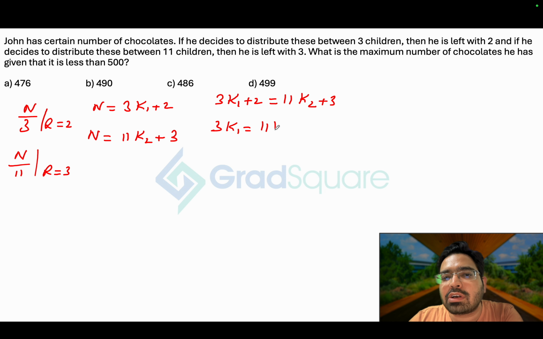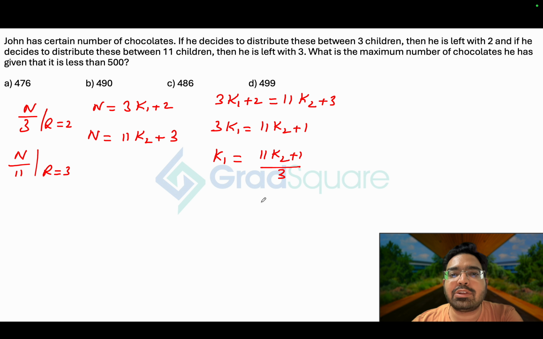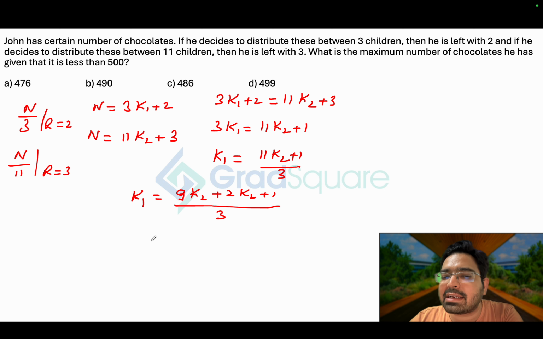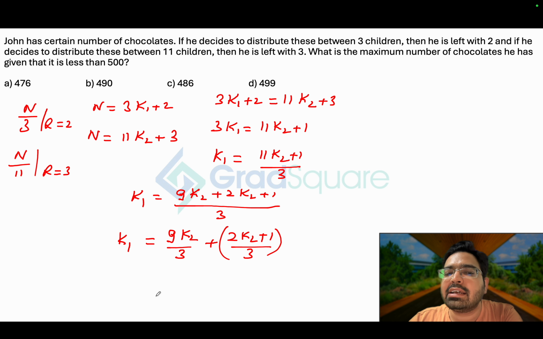Now go further. 3k1 will turn out to be 11k2 plus 1. If you look at k1, it is going to be (11k2 plus 1) divided by 3. Now understand, k1 and k2, both values have to be integers. Correct? Now let's break this further. k1 will be equal to (9k2 plus 2k2 plus 1) divided by 3. Why am I breaking it as 9k2? Because 9k2 will definitely be divisible by 3 irrespective of the value of k2. So that lowers the value of the expression that I will have to iterate. So this is the expression that I'll have to iterate to get an integer, right?